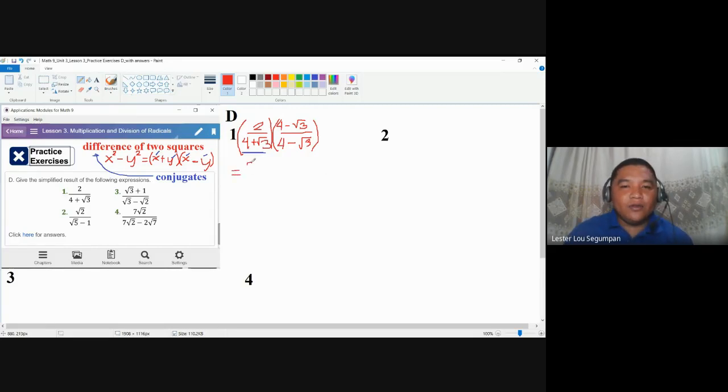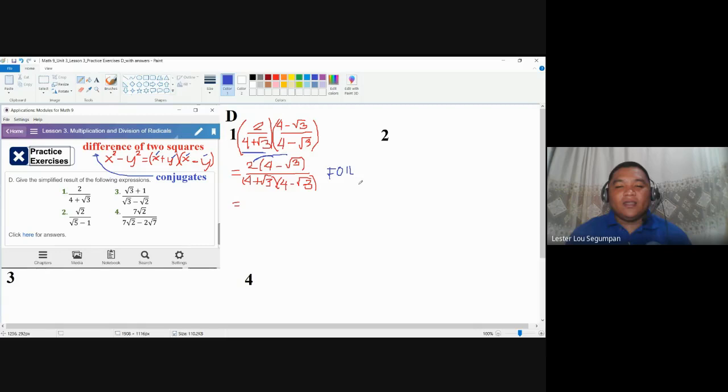This would become 2 times 4 minus square root of 3. You have a monomial to be multiplied to a binomial. And you have 4 plus square root of 3 times 4 minus square root of 3. The numerator simply needs the distributive property. The denominator needs the most familiar concept when multiplying two binomials, the FOIL method. This is the most common, the most popular.